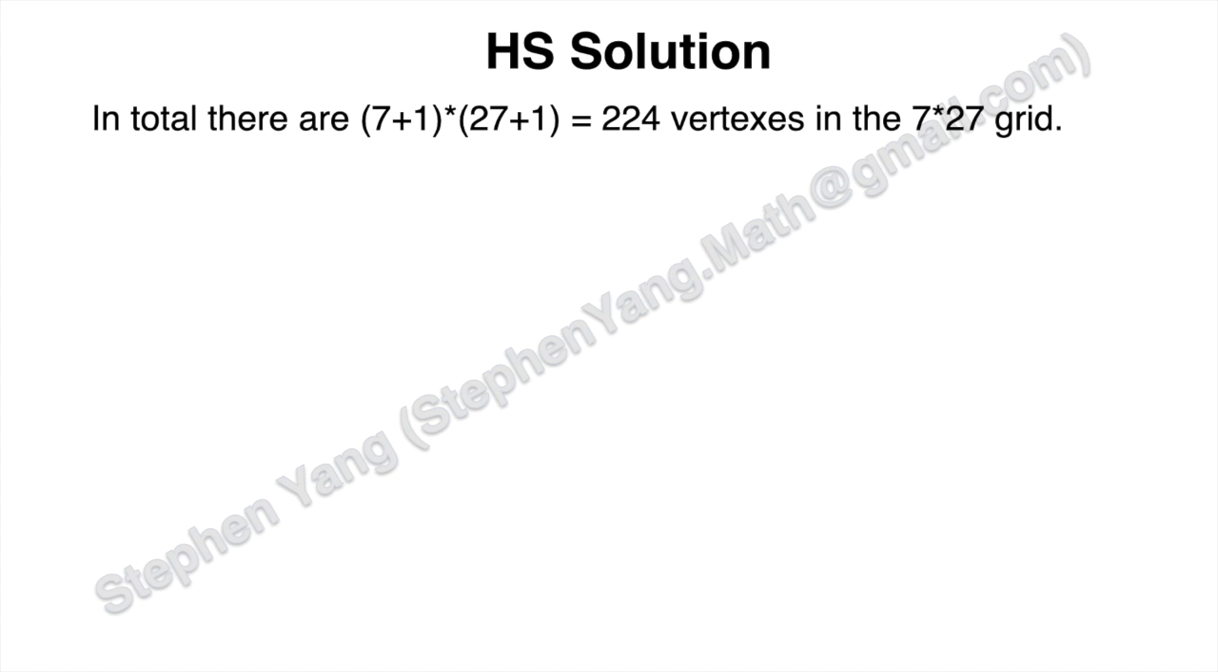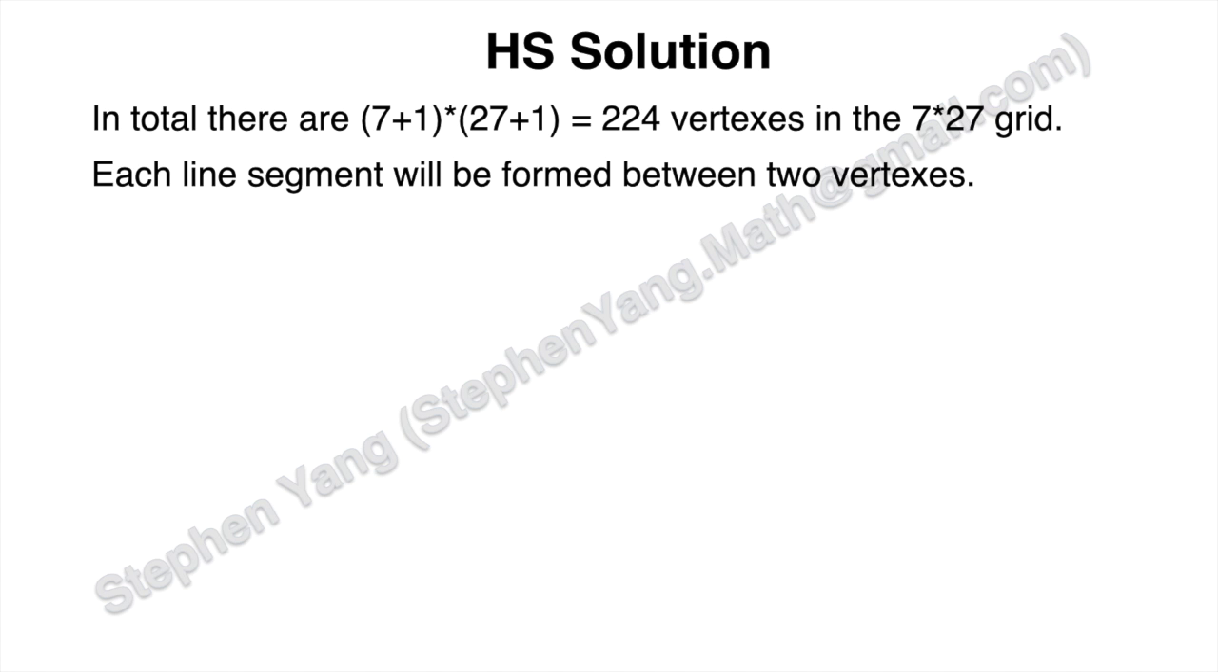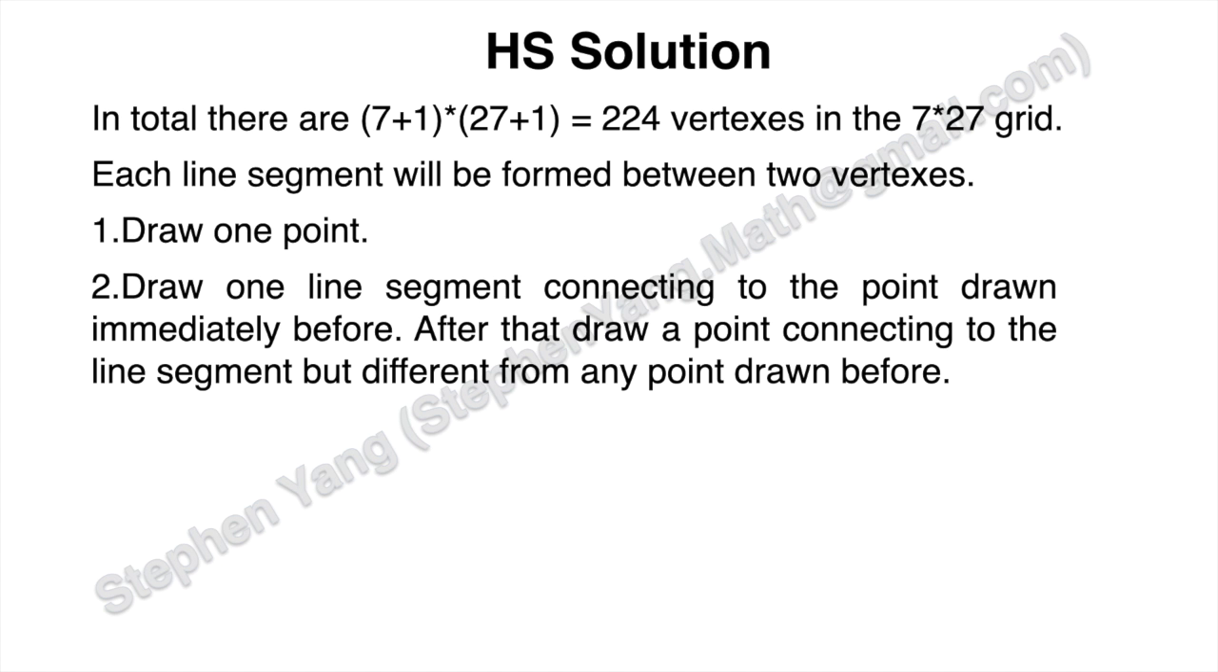So in total, there are (7 plus 1) times (27 plus 1) equals 224 vertices in the 7 times 27 grid. Now, when you draw each line segment, the line segment will be formed between the two vertices. And now let's consider the following procedure. So first, draw one point, and second, draw a line segment that is connected to the point that was drawn immediately before you draw this line segment.